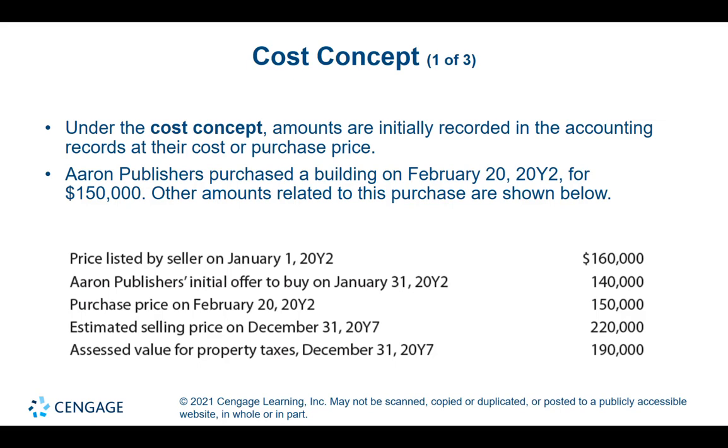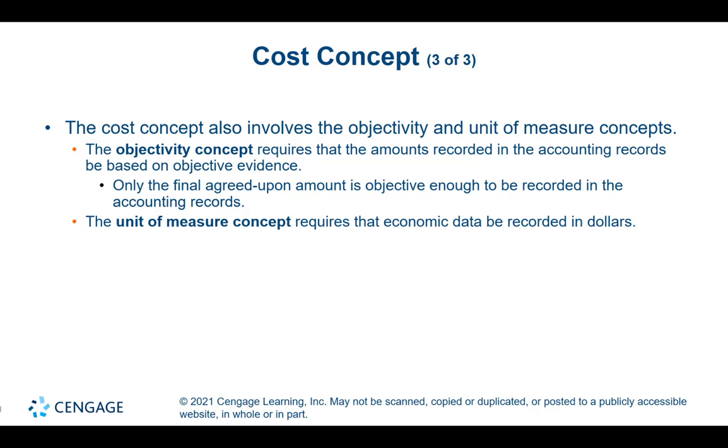That's the purchase price on February 20th, $150,000. That's the cost. The reason is because in accounting, it has to be objective. There must be proof and evidence, which is the invoiced amount. That is the final agreed upon amount.